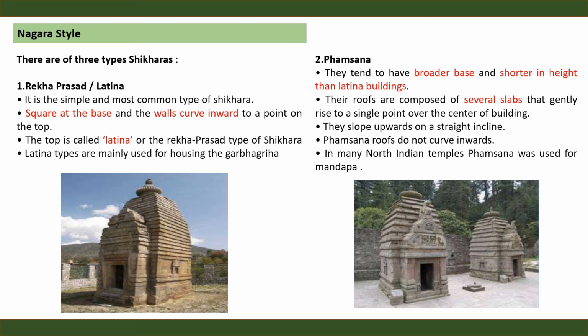And next is the Phamsana Shikara. They tend to have a broader base and are shorter in height than Latina buildings. Their roofs are composed of several slabs, as we can see here, that gently rise to a single point over the center of the building. They slope upwards on a straight incline. Phamsana roofs do not curve inwards as in the Rekha Prasada Shikara. In many North Indian temples, Phamsana was used for the mandapa.